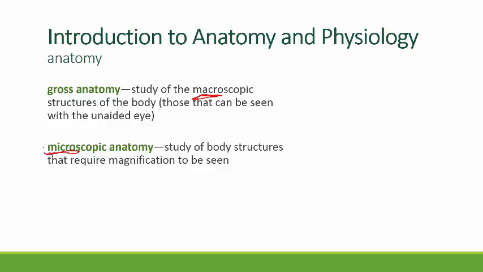With gross anatomy, we're looking at structures that don't require any magnification to be able to see them, whereas microscopic anatomy is the study of those structures that are smaller than what the unaided human eye can look at, so a microscope is required. So gross anatomy might look at the heart, where microscopic anatomy would look at the cardiac muscle cells that compose the heart.